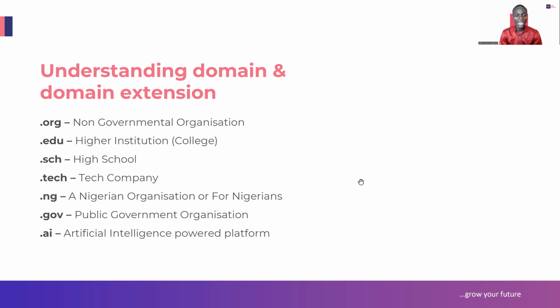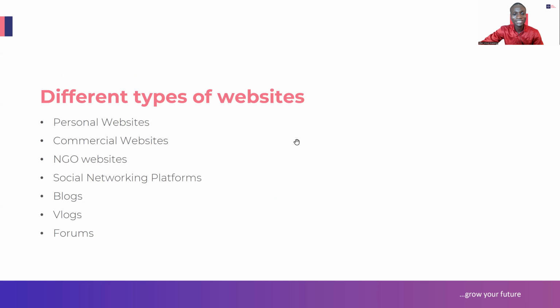Then for an AI-powered platform, you can see something like .ai. So there are lots of domain extensions you can use. You can have something like .com, that's for commercial organization, or .com.ng, that is for commercial organization in Nigeria. So we have a lot of domain extensions that we can make use of. Now, let's move on to the different types of websites that we have. And through that, we'll be able to have a deeper understanding of the varieties of opportunities that you have available for you as a web designer.